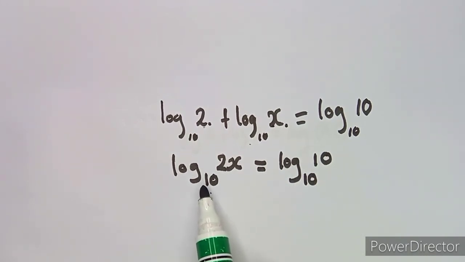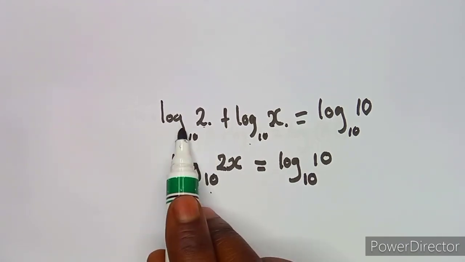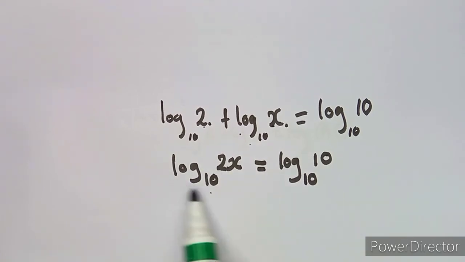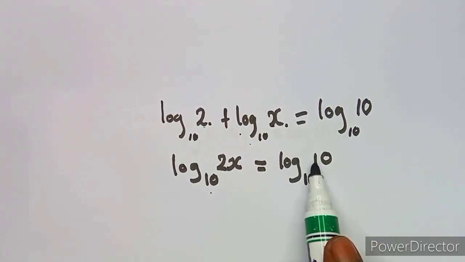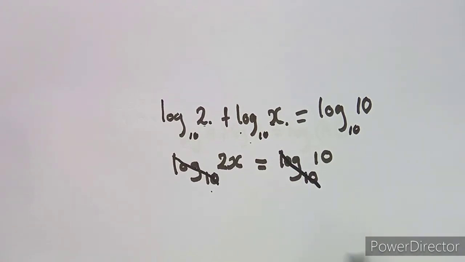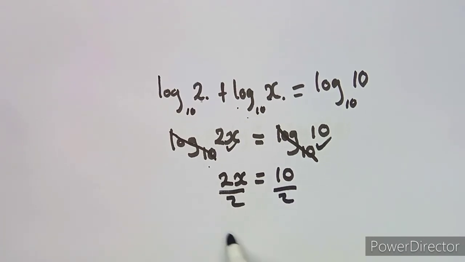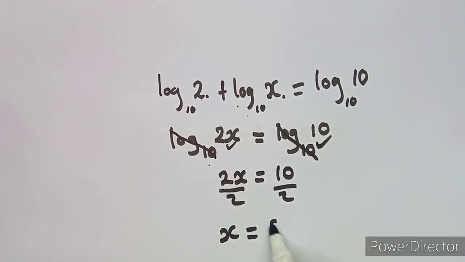So when I'm saying a single logarithm, we are talking about one log like this, not to have log here and another log here. This is a single log, this is a single log, and as you can see, log base 10 and log base 10 are the same. So it means 2x is equal to 10. That is what is left. So if 2x is equal to 10, divide by 2 here, your x is going to remain as a 5. So that is what you have there.